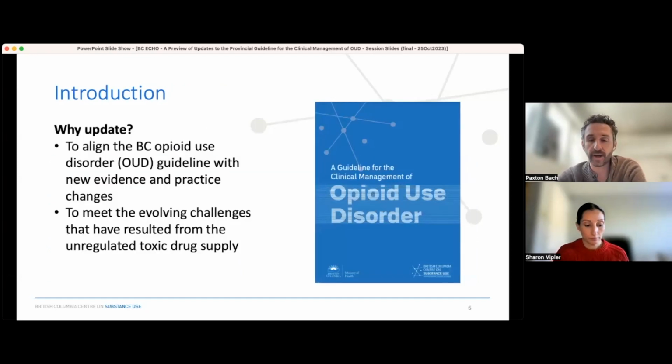By brief background, I think everyone here is probably pretty familiar with this document on the screen here, the clinical guideline for the management of opioid use disorder, one of the first documents to come out of the BC Centre on Substance Use in 2017, really a landmark document in terms of setting the standards for management of opioid use disorder, not just in BC, but in Canada as a whole, and something that I think really had a significant impact on access to treatment for opioid use disorder.